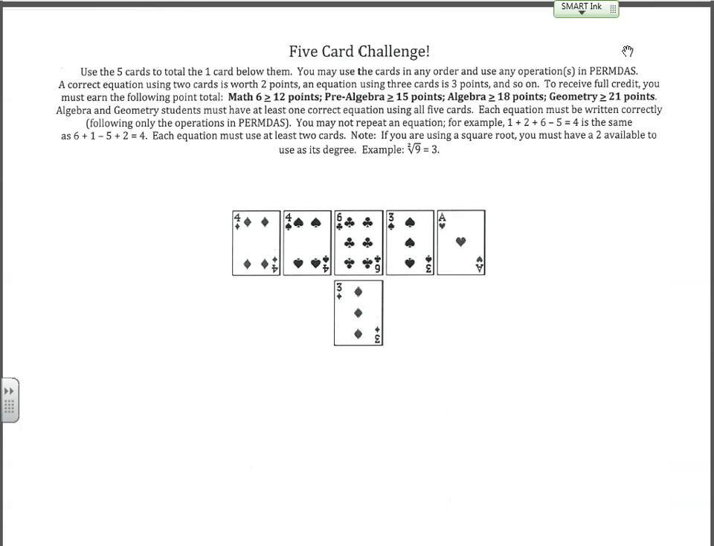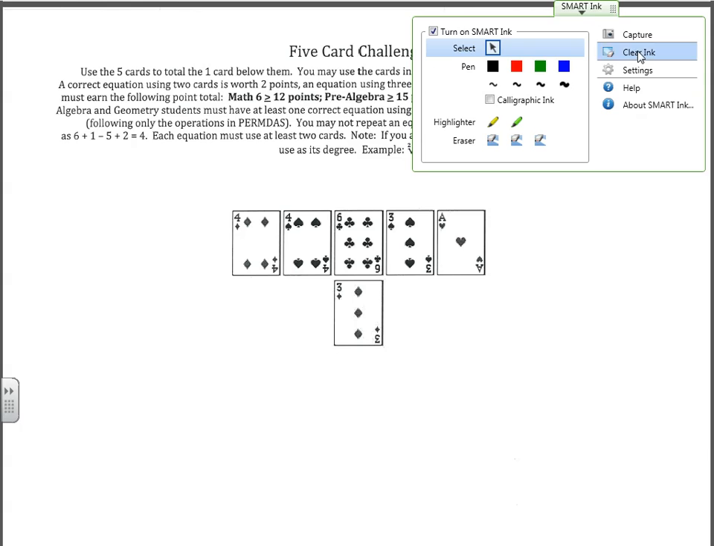5-card challenge. You know how this works. You being in both geometry and algebra, you don't need to do this on your algebra packet page. Please do it on your geometry page so I know to look for it here. And then on your algebra packet, just please write, C geometry or whatever. You're going for 21 points, at least 1 5-card combo, and all the other rules still apply.